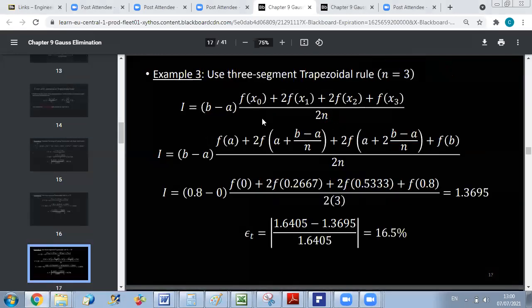So now let us try to take 3 segments. If I have 3 segments, the length of each segment will be 0.8, which is the total width, over 3, which is 0.267.